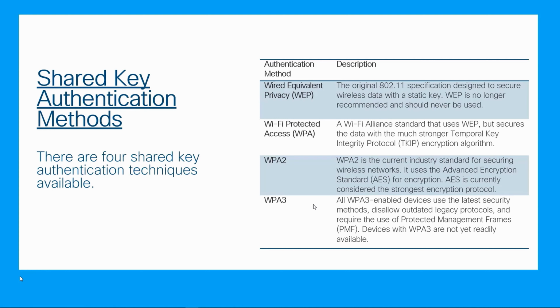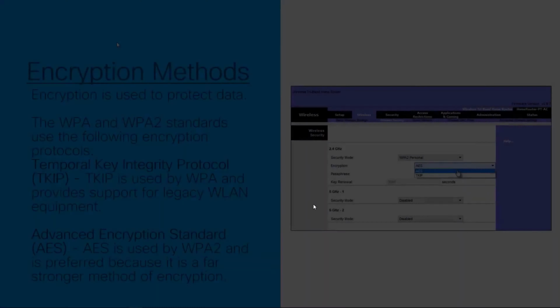WPA2 is the current industry standard for securing our wireless networks. This uses AES encryption, Advanced Encryption Standard. It's currently considered the strongest encryption protocol. Last, we've got our WPA3, which is our latest and greatest security method. It disallows outdated legacy protocols and uses PMF frames, Protected Management Frames. Devices with WPA3 are usually not readily available at this time in the market.